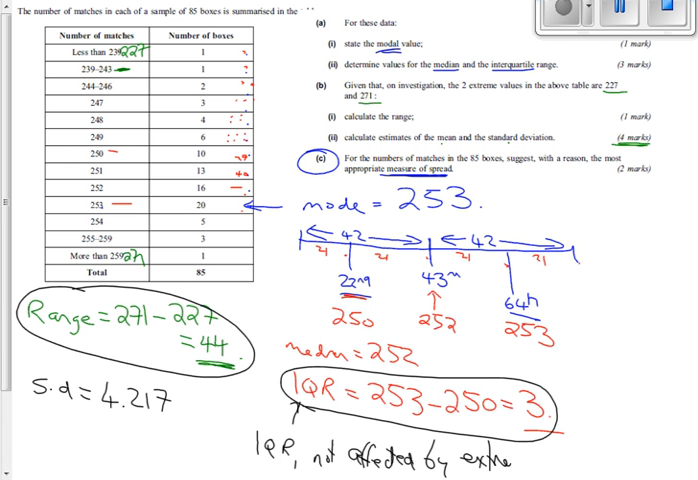You could argue that the best measure of spread was the standard deviation because it uses everything, and that would be equally valid as well. But it's one of those 2 for the best measure of spread.